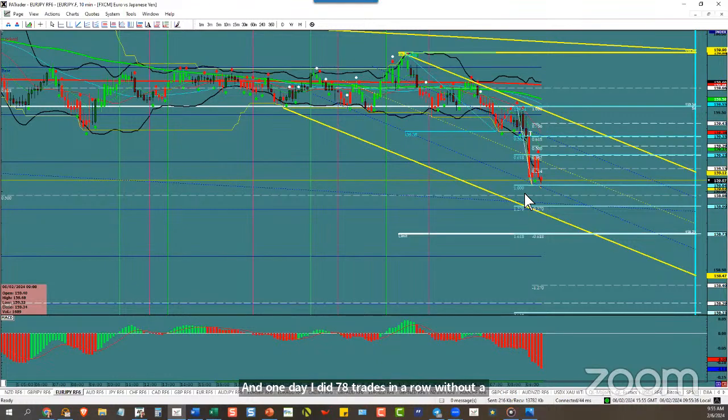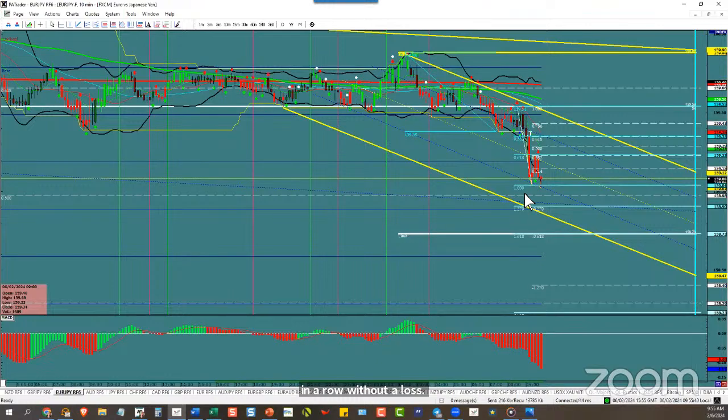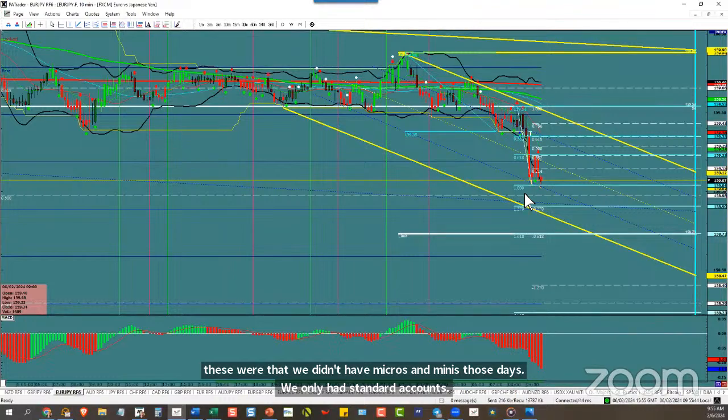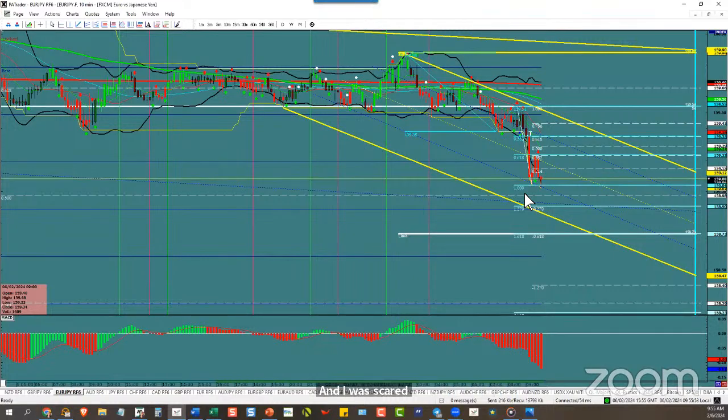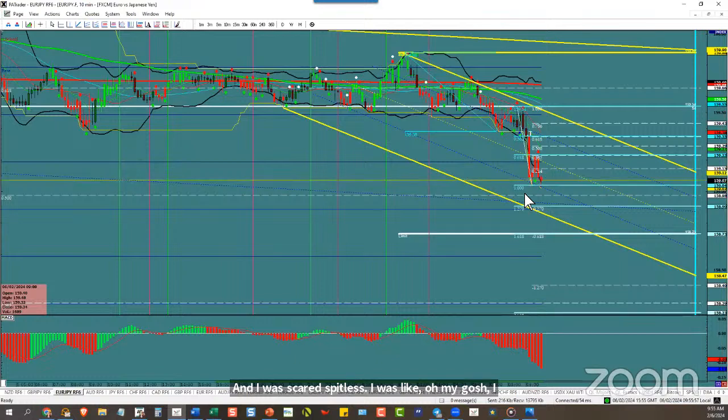78 in a row without a loss. And these were, we didn't have micros and minis in those days, we only had standard accounts. And I looked at how many pips I made trading for 5-8 pips. And then I said, how much did I risk? And I was scared spitless. I was like, oh my gosh, I risked $30,000 to make $3,000 or something like that. And I recognized right away that it was not sustainable.